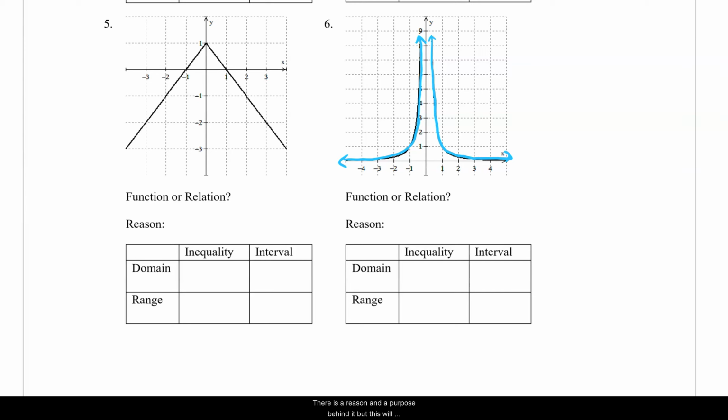There is a reason and a purpose behind it. But this will also create a different situation with our domain. So first question, is it a function? Do the vertical lines hit the graph in exactly one place?